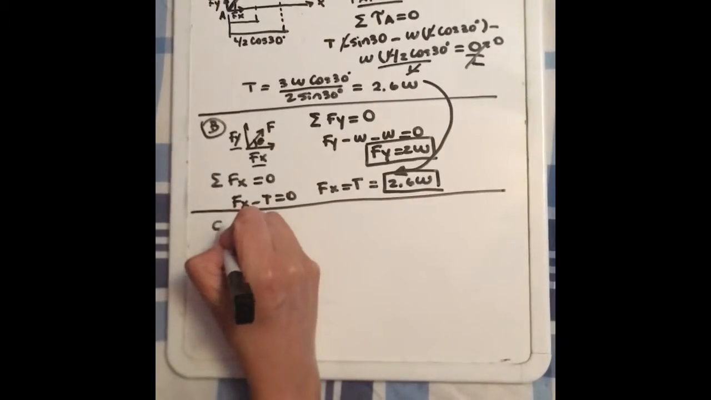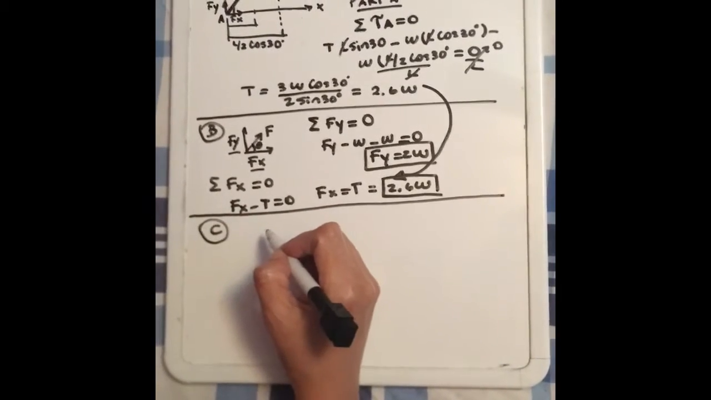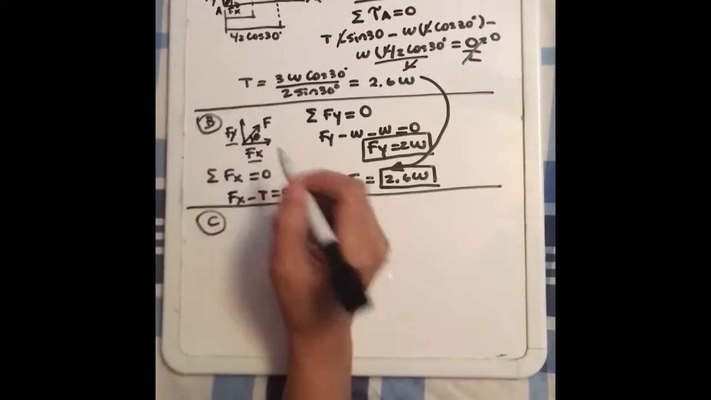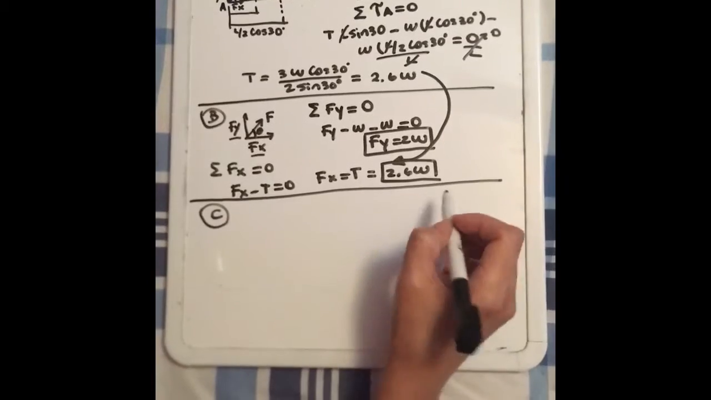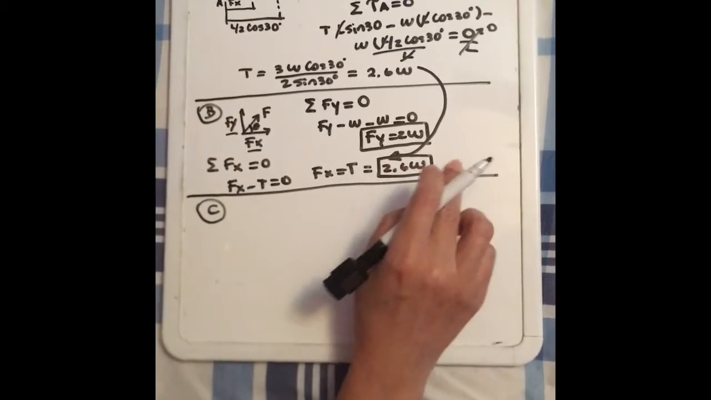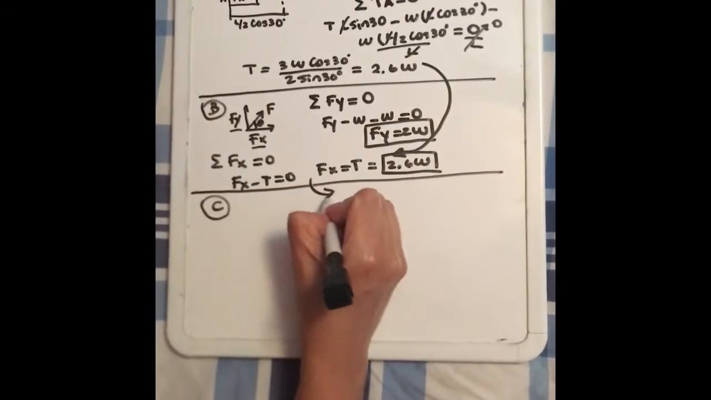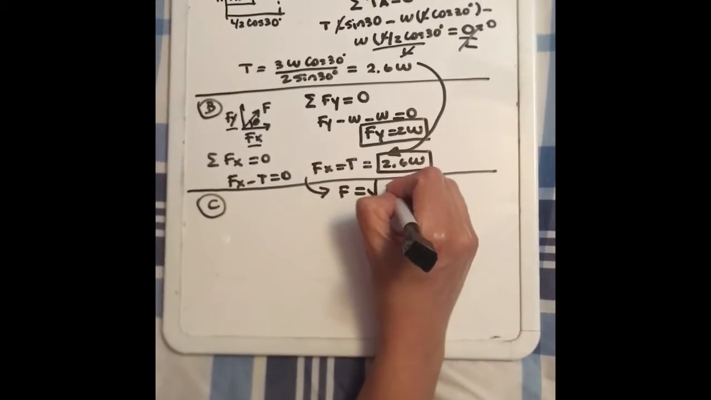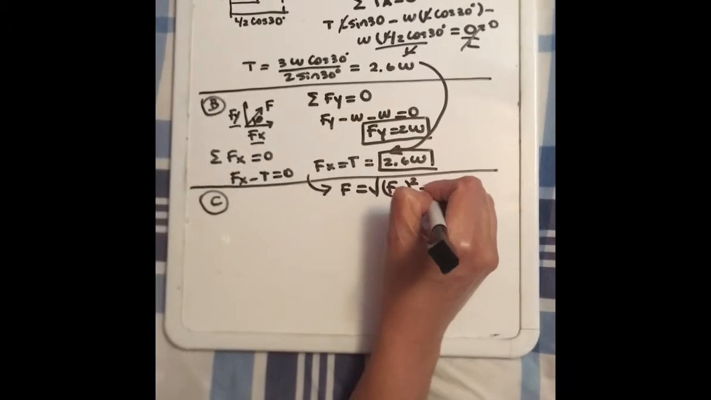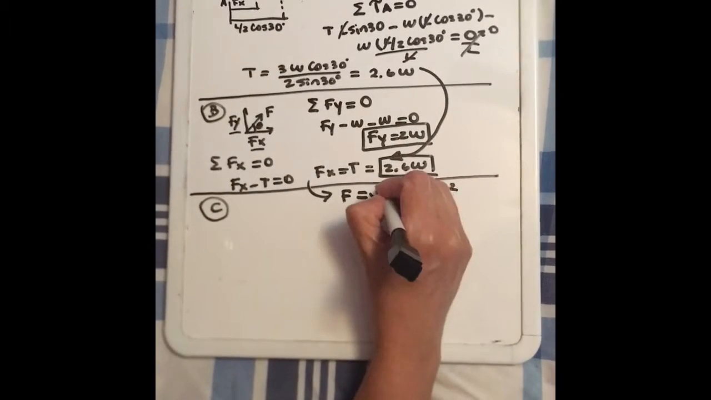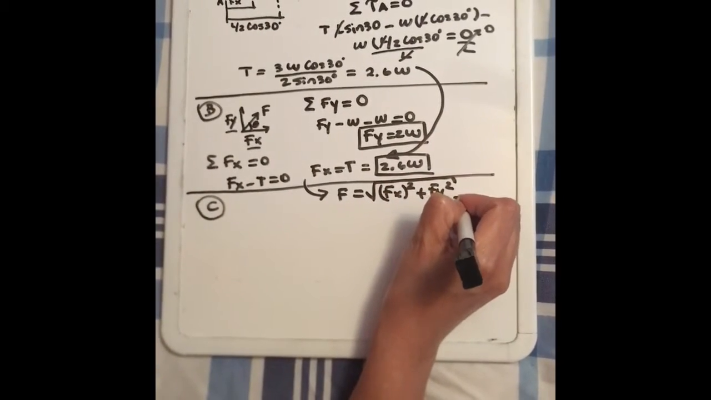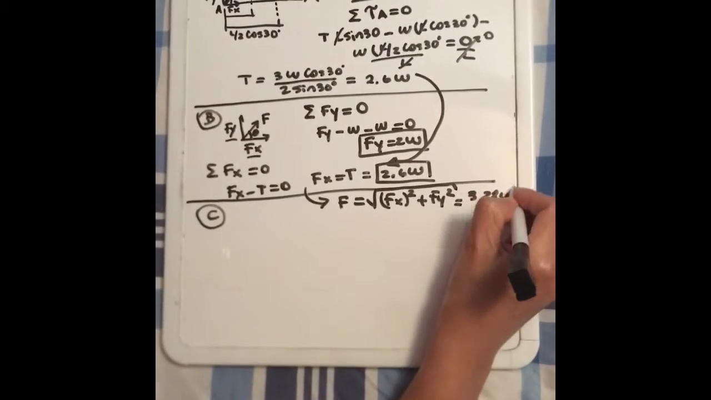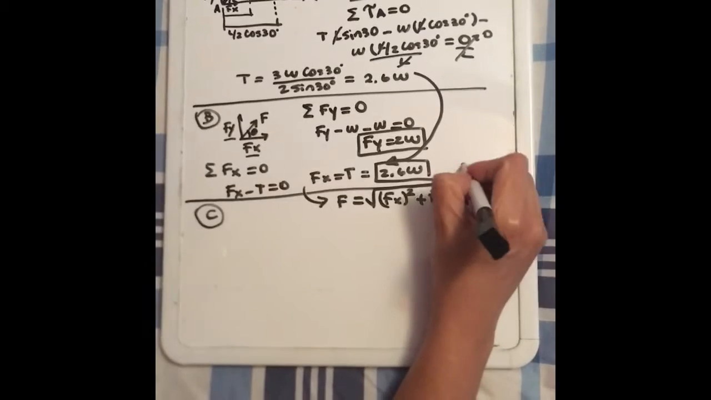And part C is asking about that direction, which is this theta angle. I'm sorry. For part B, I forgot to find the magnitude of the force, which is equal to the square root of f of x squared plus f of y squared. Everything is squared, and this is equal to 3.28 W. Now this is part B, sorry.